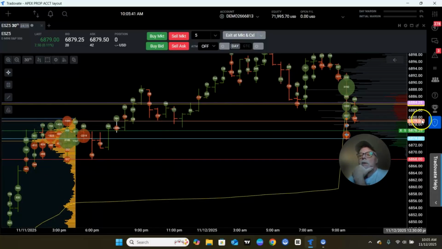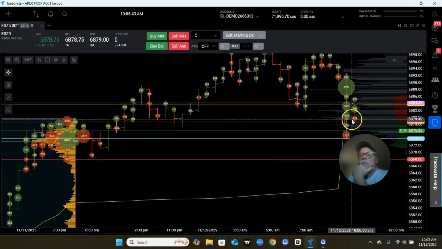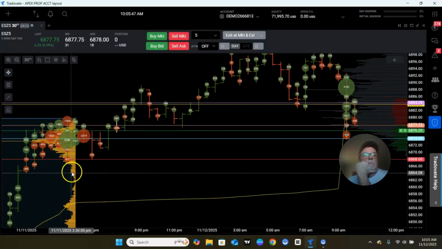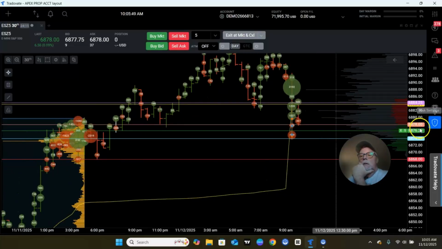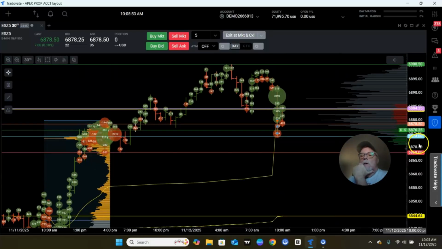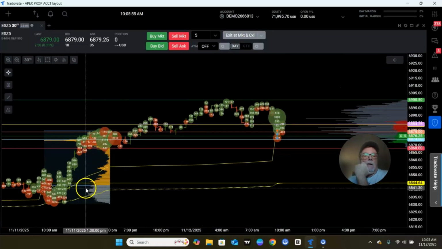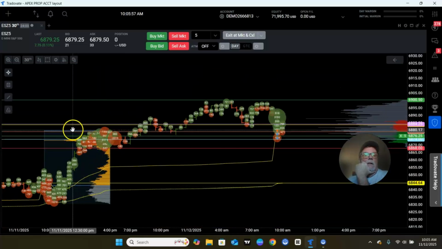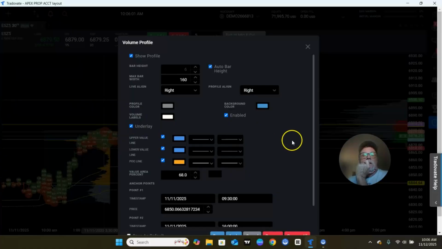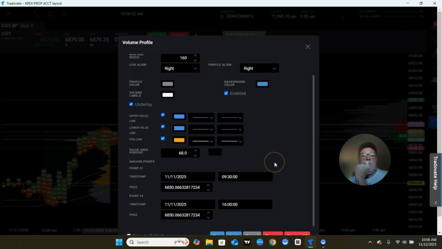It's worth a shot. Right now, price is here, $68.80. You can go in here and mark these lower value area and upper value area. Or I think you can extend these. Let's go here.